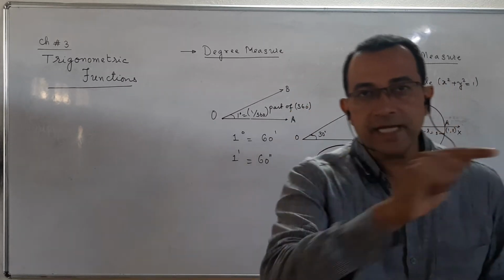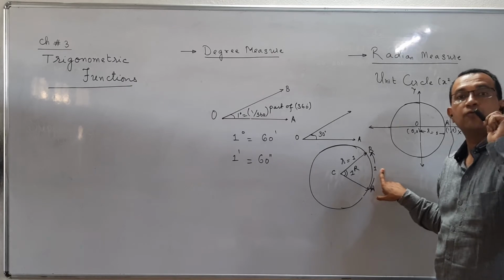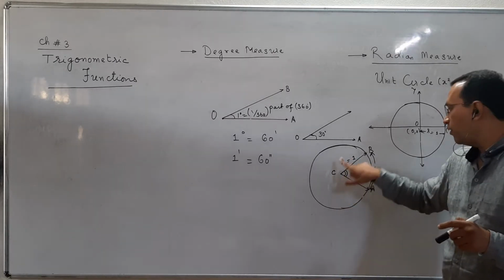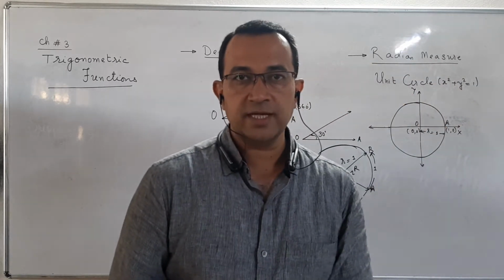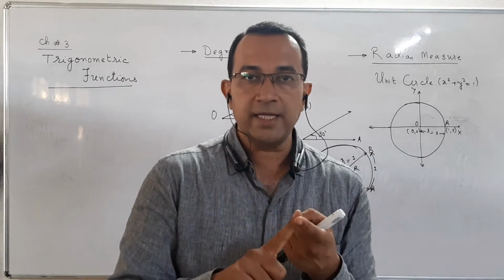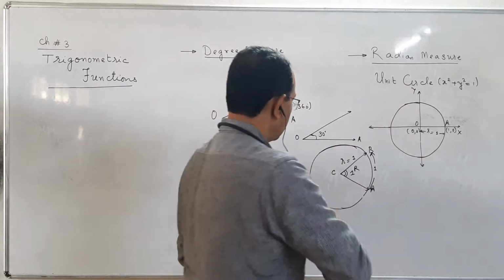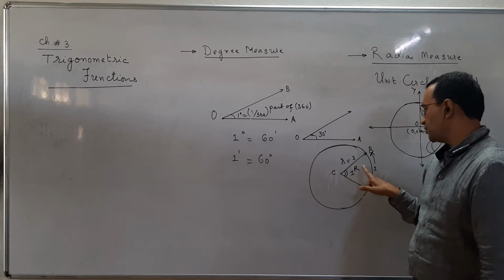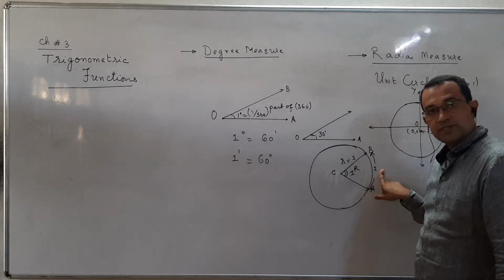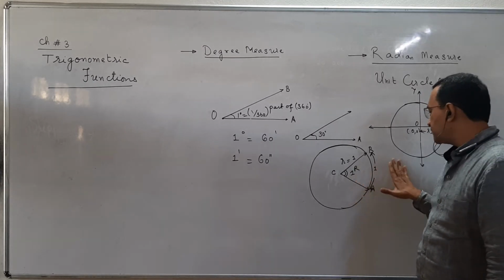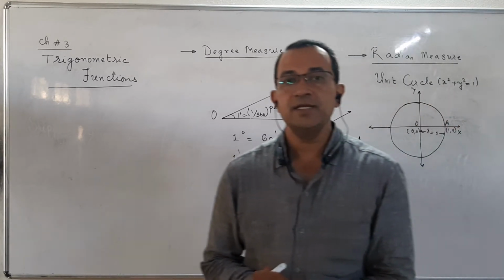So how to define radian measure? The angle subtended by a circular arc of length 1 unit at the center of a unit circle is of measure 1 radian. So if this arc is of measure 2 units, then the angle will be 2 radian. If the length of the arc is 10 units, then you can say the angle subtended will be 10 radian.